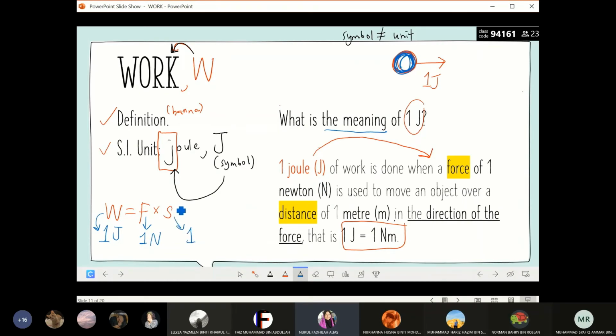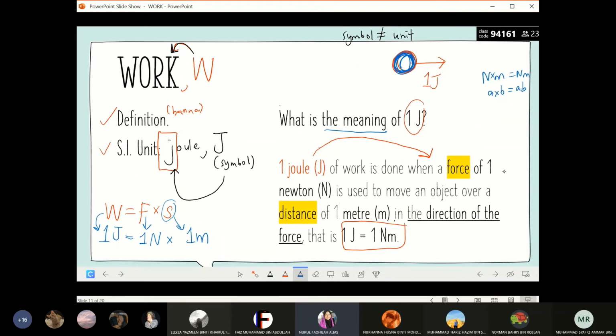But this is displacement, and displacement has its unit. What is the unit of displacement? Meter, M. Therefore, like in mathematics, N times M is NM, just like A times B equals AB. So we say that 1 joule equals 1 Newton of force applied on an object to travel 1 meter distance in the direction of the force.